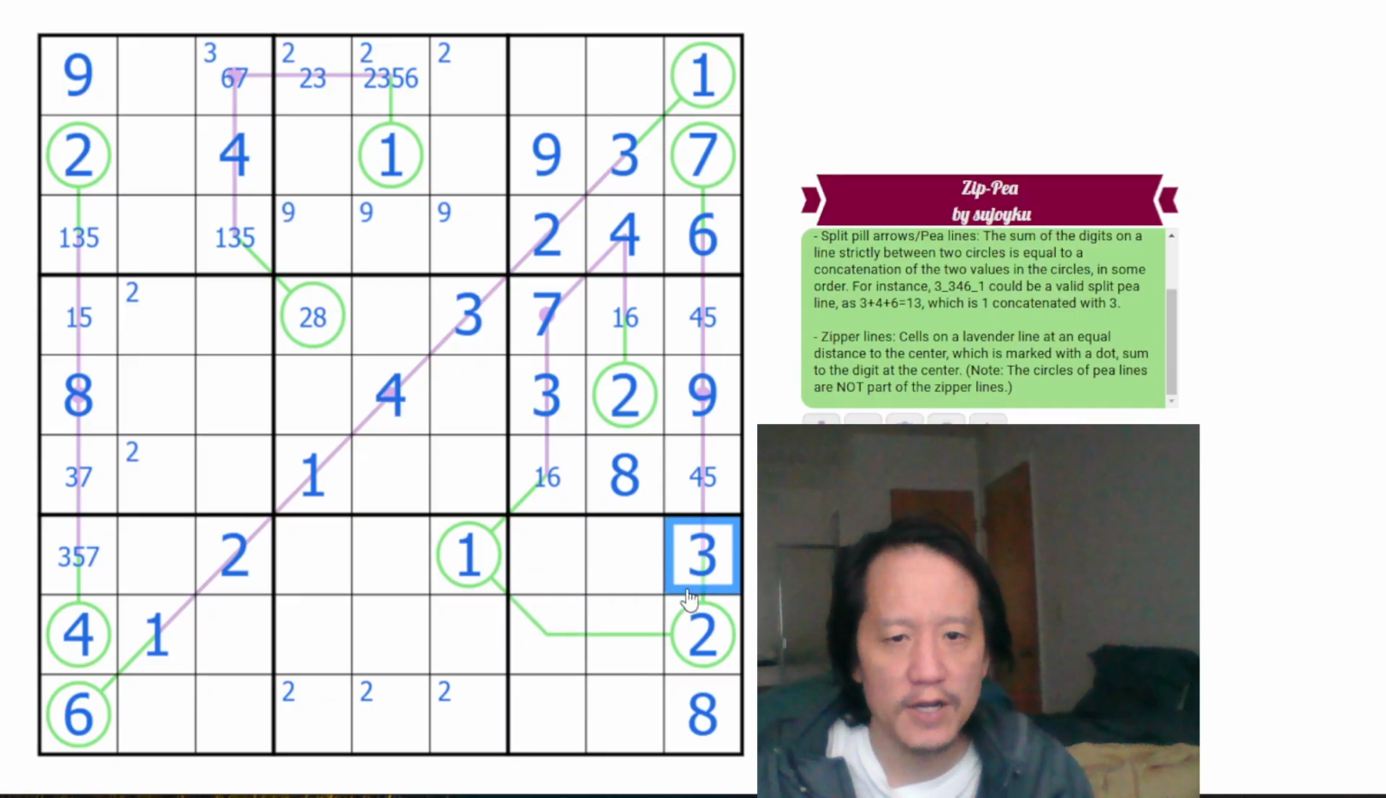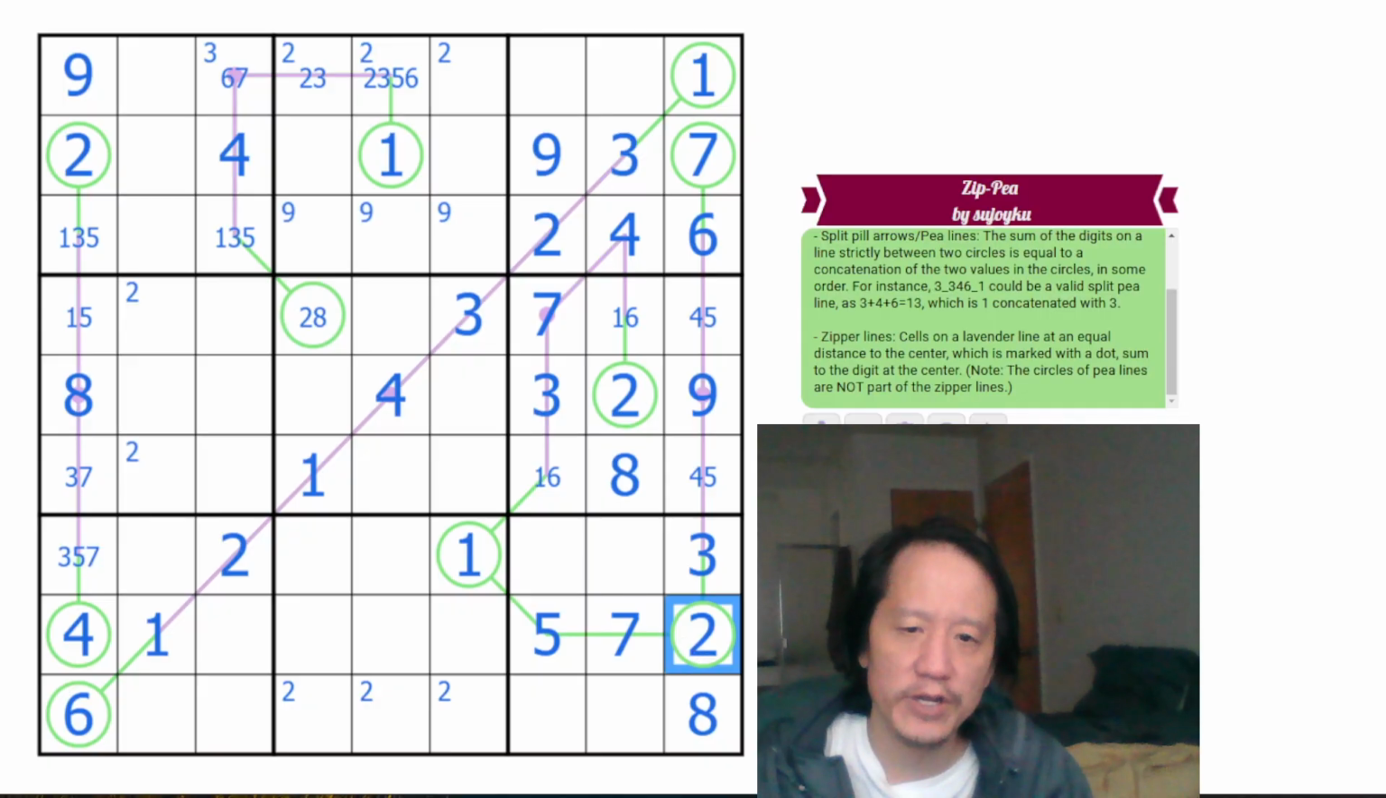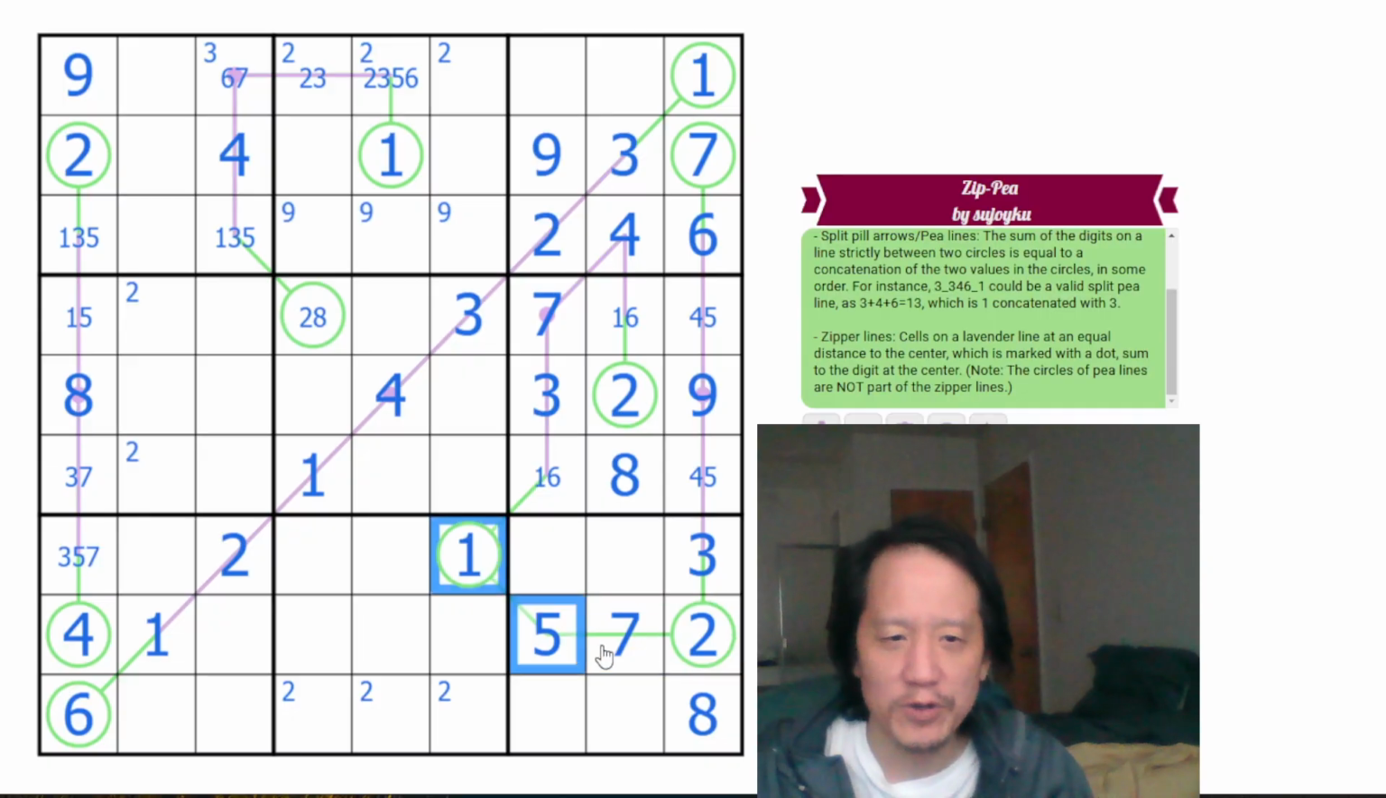It cannot be 3, 9, cannot be 4, 8. This is 5, 7. That can't be 7, so this is 5, so that's 7. Oh, wait, it could be, no, it can't be 21. 2 digits can't add up to 21. Okay, so that's 5, that's a 7. This can't be 3 anymore. Therefore, this can't be 5.